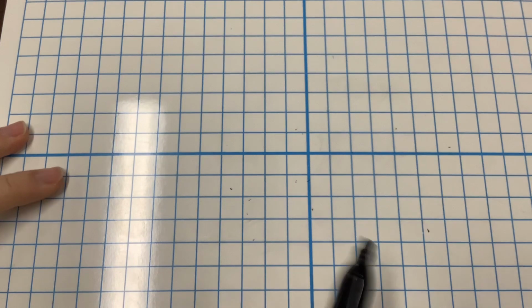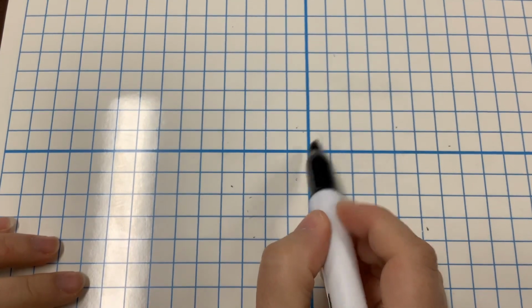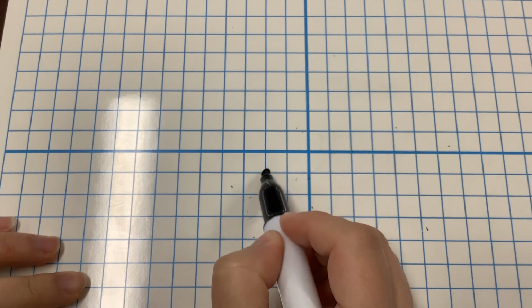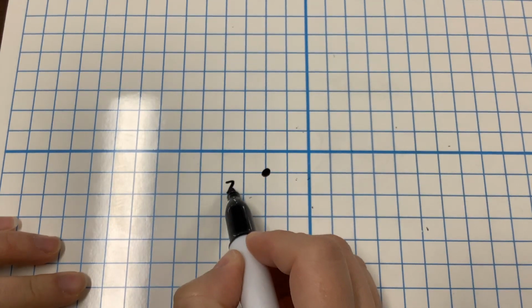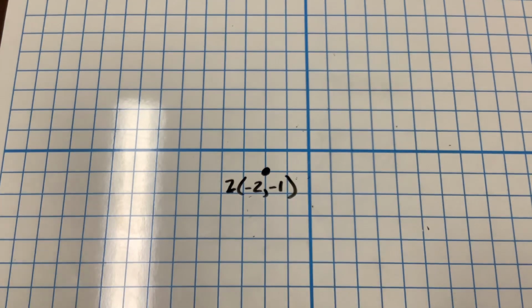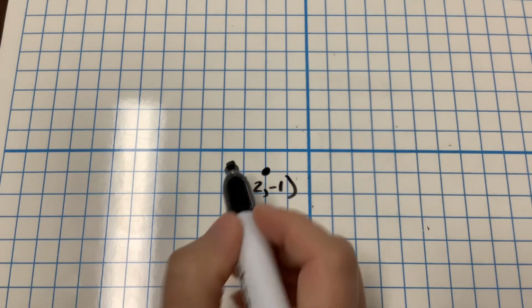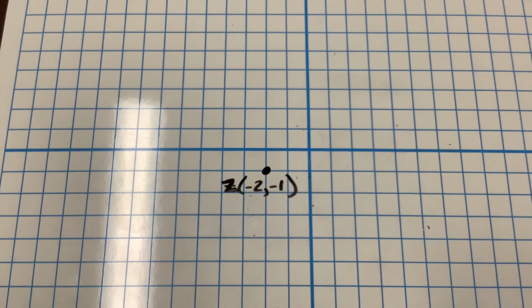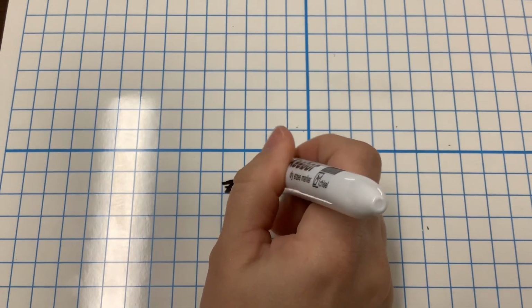And now if you're unclear about graphing, we're starting at the origin. -2, that's to the left 2, and -1 is down 1. So this is point Z at -2, -1. Label it that way. That's a Z. Okay, so we have our ordered pair.